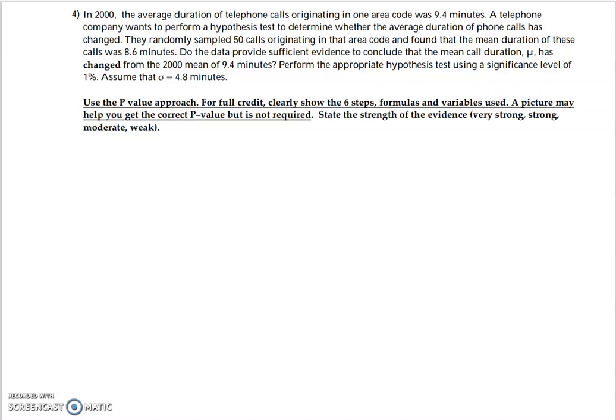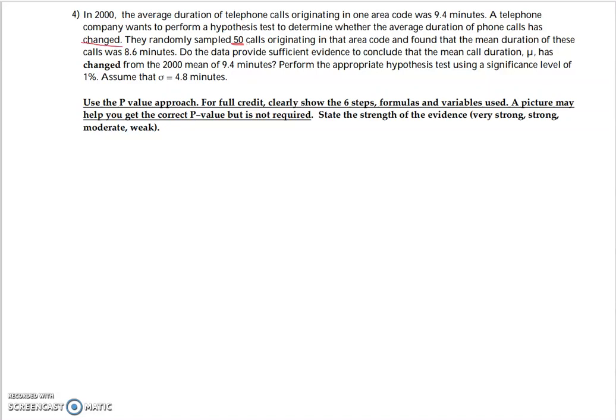This is problem number 4 for our Review Chapter 9 problem set. In the year 2000, the average duration of phone calls originating in one area code was 9.4 minutes. The telephone company wants to perform a hypothesis test to determine whether the average duration of phone calls has changed.